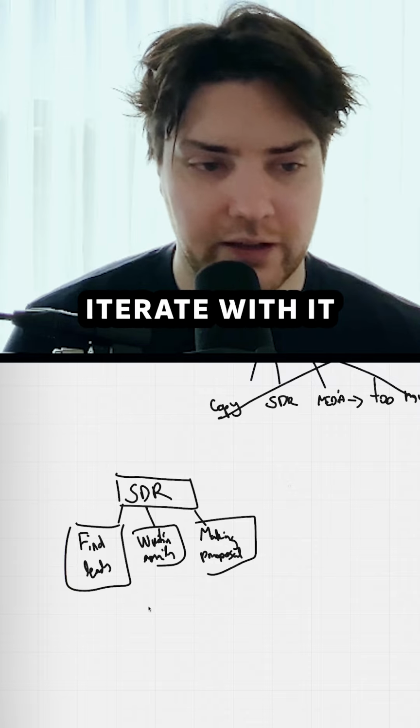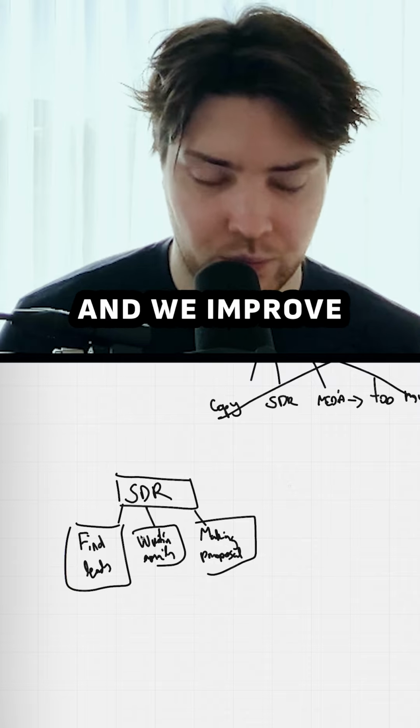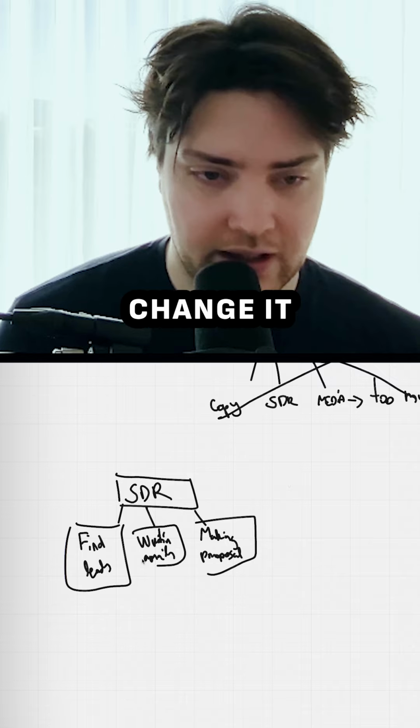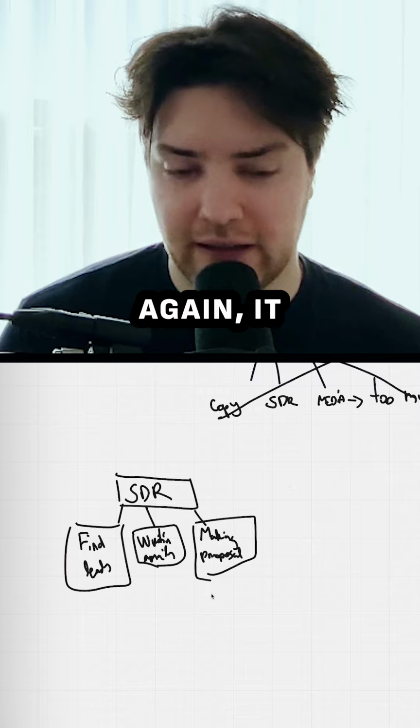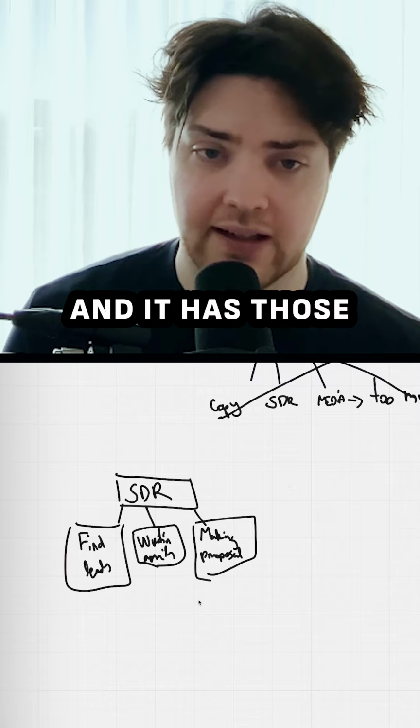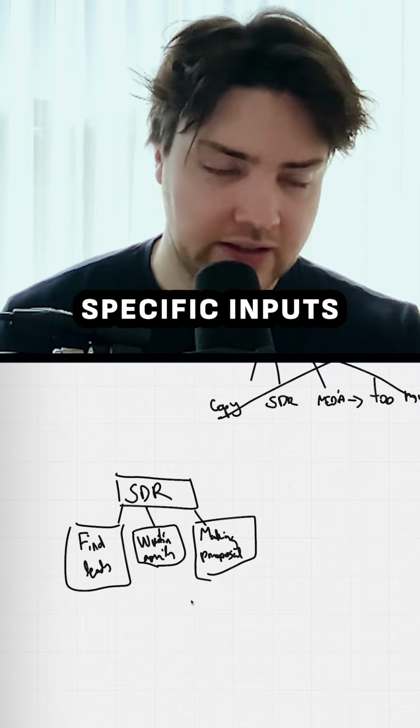So when we iterate with it, when it makes a mistake and we improve, we ask it to change it, it remembers. And when we ask it to do the same actions again, it remembers to do those things, and it has those specific inputs and nothing else.